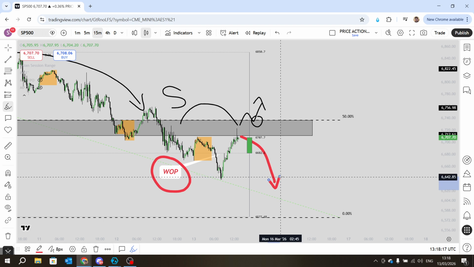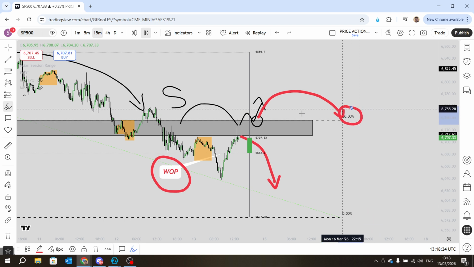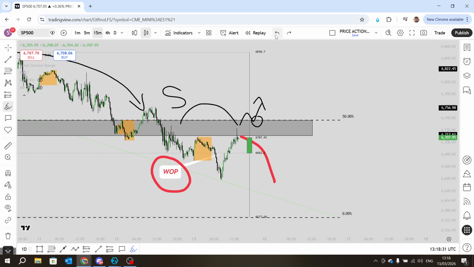Yes, and you're also above the 50%. You're not actually above the 50%. You are right in the sense that we are right at the 50%. Do you see that? You don't want to trade at the 50%. Yeah, because you don't want to trade there basically.